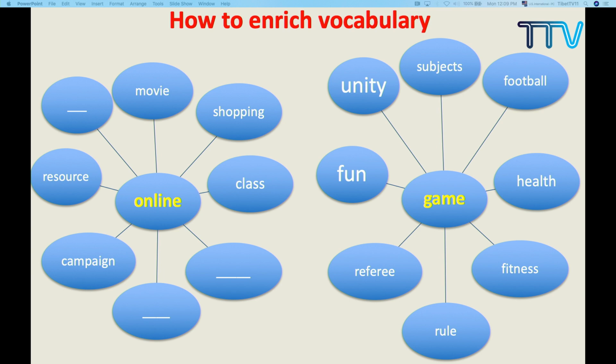On the other side, we have game. All these words are related to game. In that way, it will be easy for you to enrich your vocabulary. Game, unity. Unity is something that is related to game. In games, we learn different skills, and one skill is unity, cooperation, leadership. These are the skills that we learn in games. That's why games play a very important role. We have subject, football, health, fitness, role, referee. Now, did you understand?